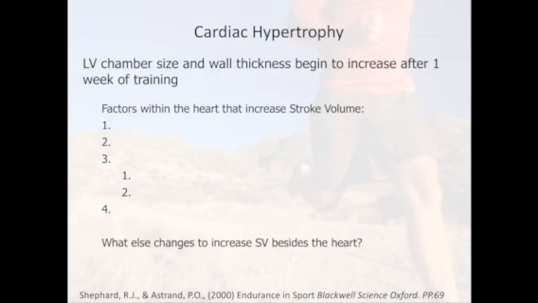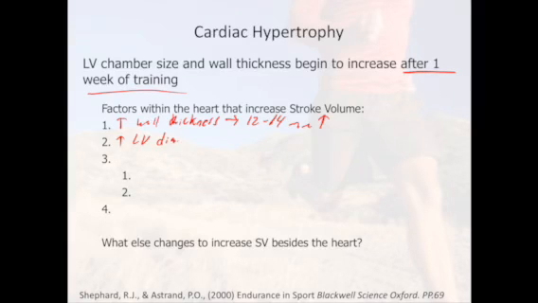Okay, so the key factors to kind of explain what we were just talking about on that graph is that left ventricular chamber size and wall thickness increase. And this actually happens to start after 1 week of... All right, so again, the factors within the heart that help us increase stroke volume are, first of all, we have an increase in wall thickness. Okay, that's what we just saw. So that's like thickness of the walls of the left ventricle. This can be somewhere around 12 to 14 millimeter increase. Okay, but then we also have a proportional increase in left ventricular diameter.